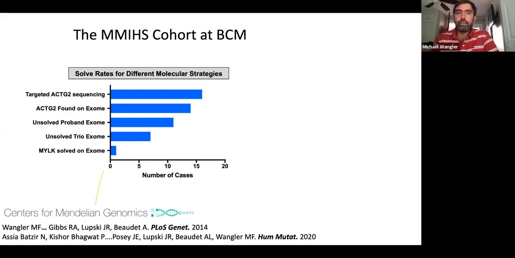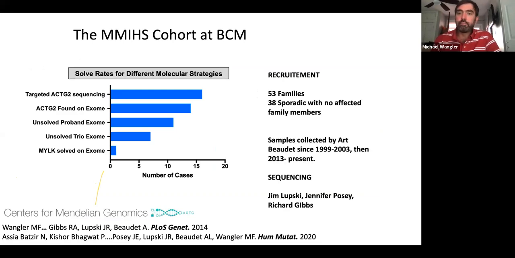So we have 53 families, and what you can see is that actin gamma 2 is by far the most important gene in this condition. Of the 53 families, 38 are sporadic with no affected family members. Because of the history of it, we had some samples that were collected a long time ago that we resequenced, and then we had sample collection going from 2013 until now. And this has all been work through the Centers for Mendelian Genomics that we've been able to do.